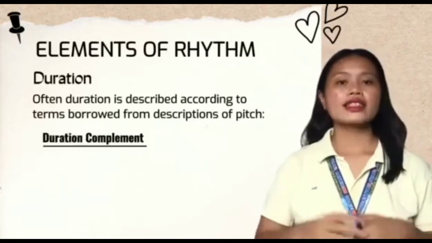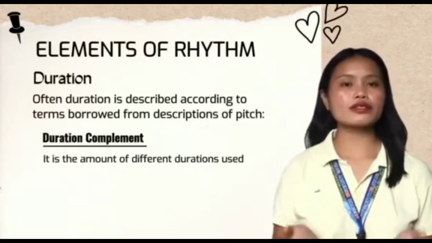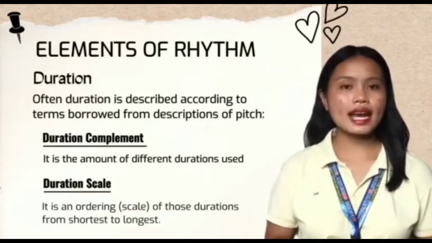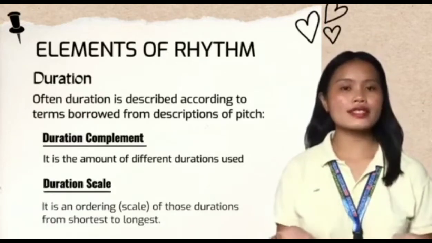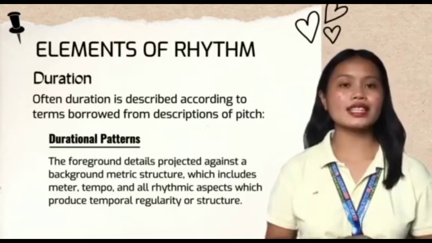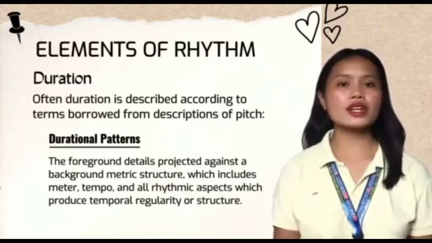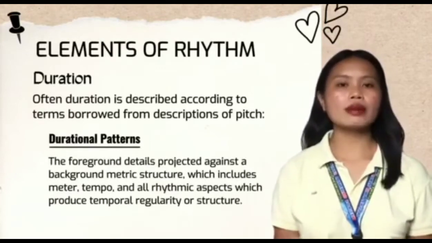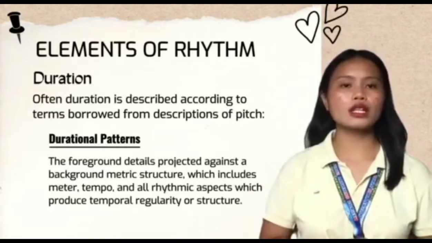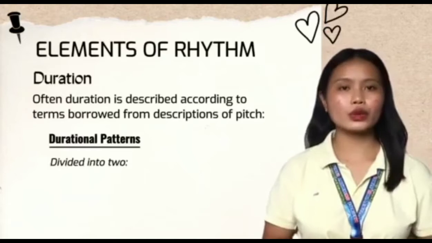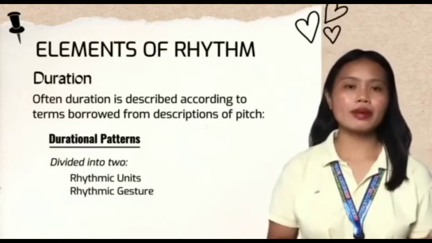As such, the duration complement is the amount of different durations used, and duration scale is an ordering scale of those durations from shortest to longest. And durational patterns are the foreground details projected against a background metric structure which includes meter, tempo, and all rhythmic aspects which produce temporal regularity or structure. Duration patterns may be divided into rhythmic units and rhythmic gestures.